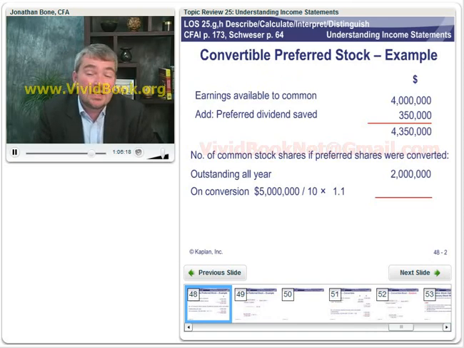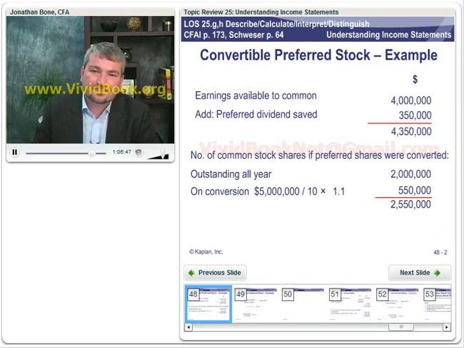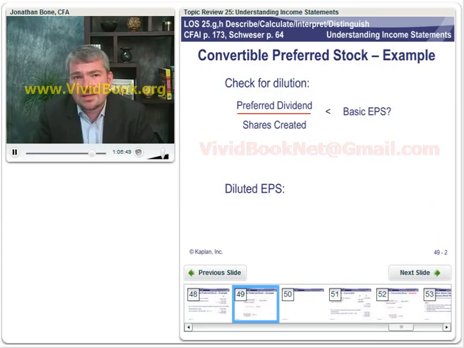So my adjusted numerator would now be 4,350,000. I also need to work out the impact on the denominator. So my par value is 5 million, and remember, for every $10 of par value, I get 1.1 shares. So 5 million divided by 10 times 1.1, a further 550,000 shares would be created, giving me a denominator of 2.55 million. Now, what we need to do, of course, is check for dilution.